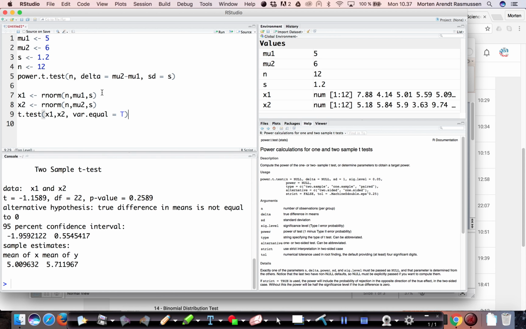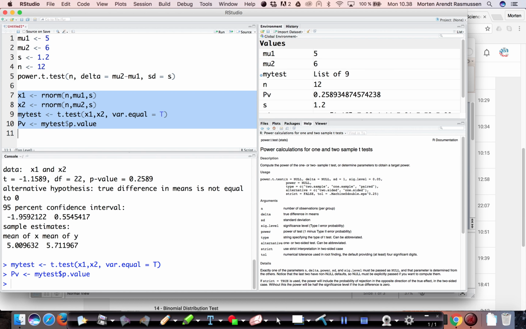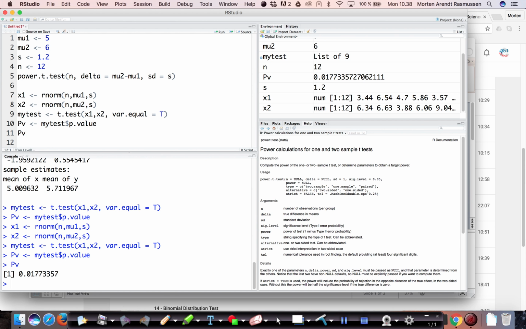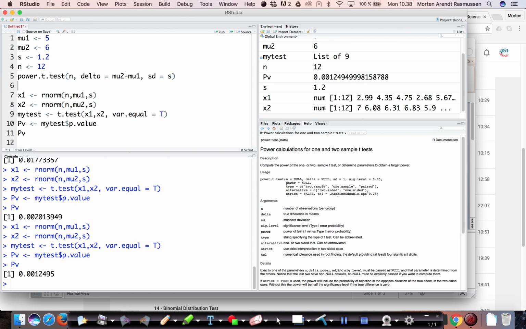So now I just call this my test. And what I would like to collect is the p-value for this one. So now I've run it once. The p-value, then it was significant. I've run it one more time, significant. And one more time, significant. And so forth.